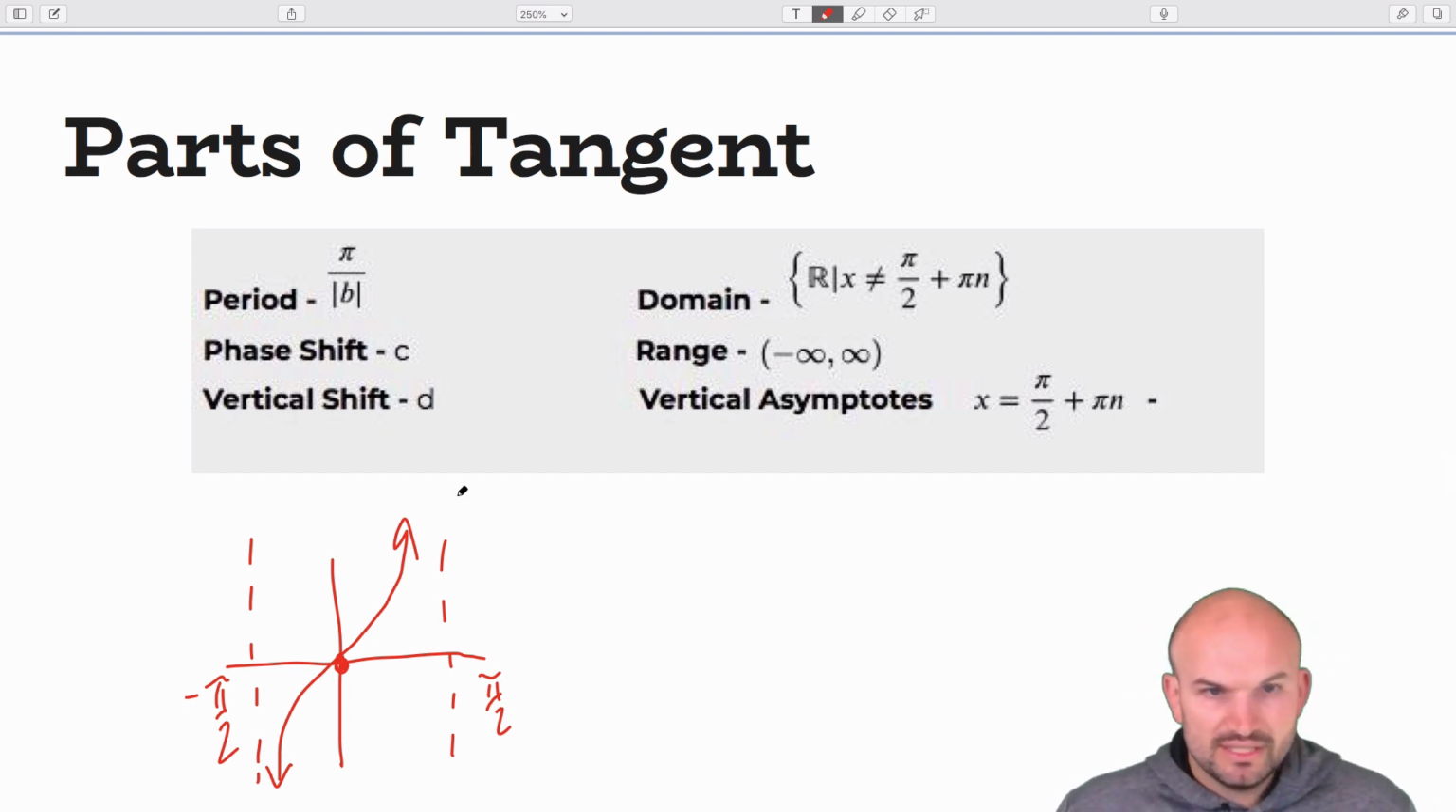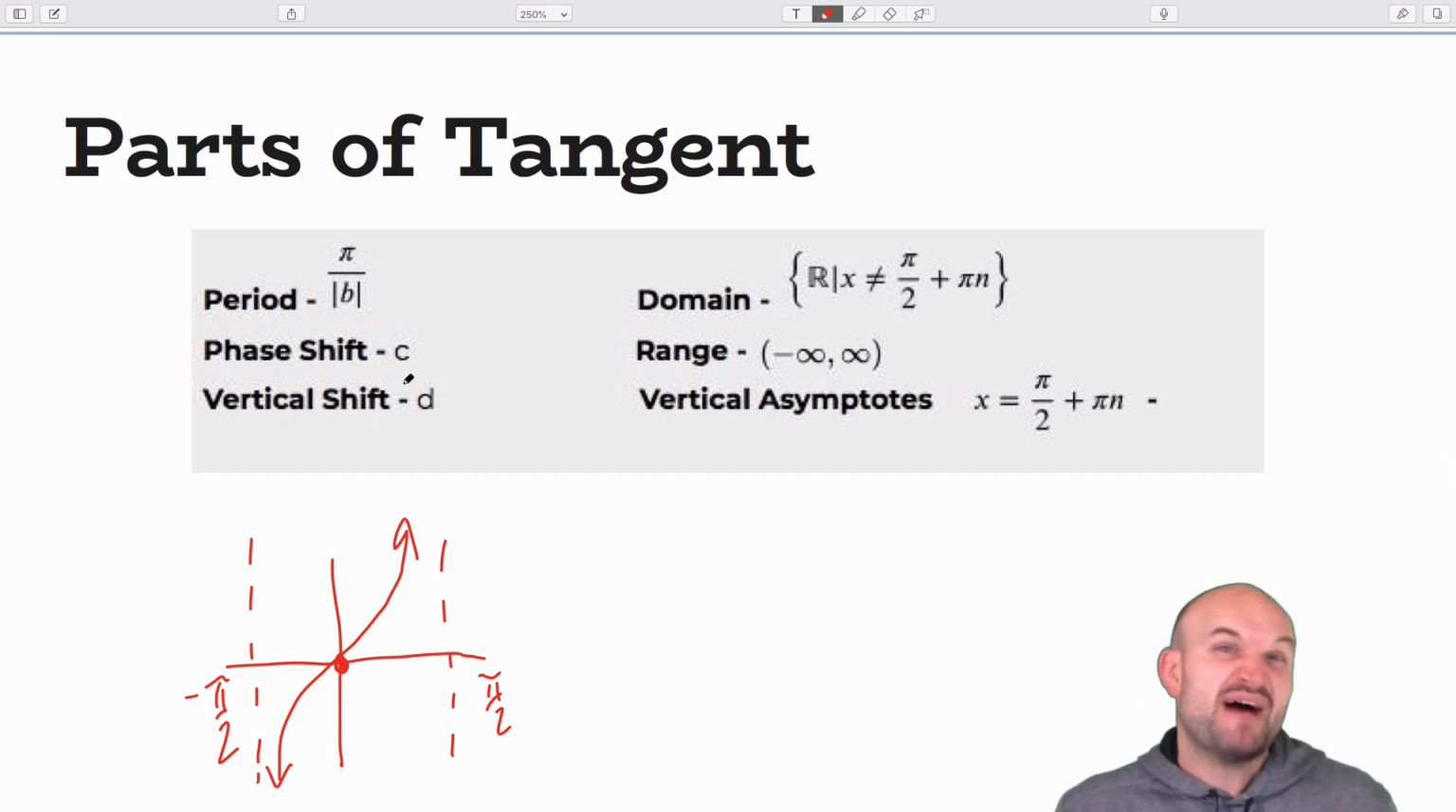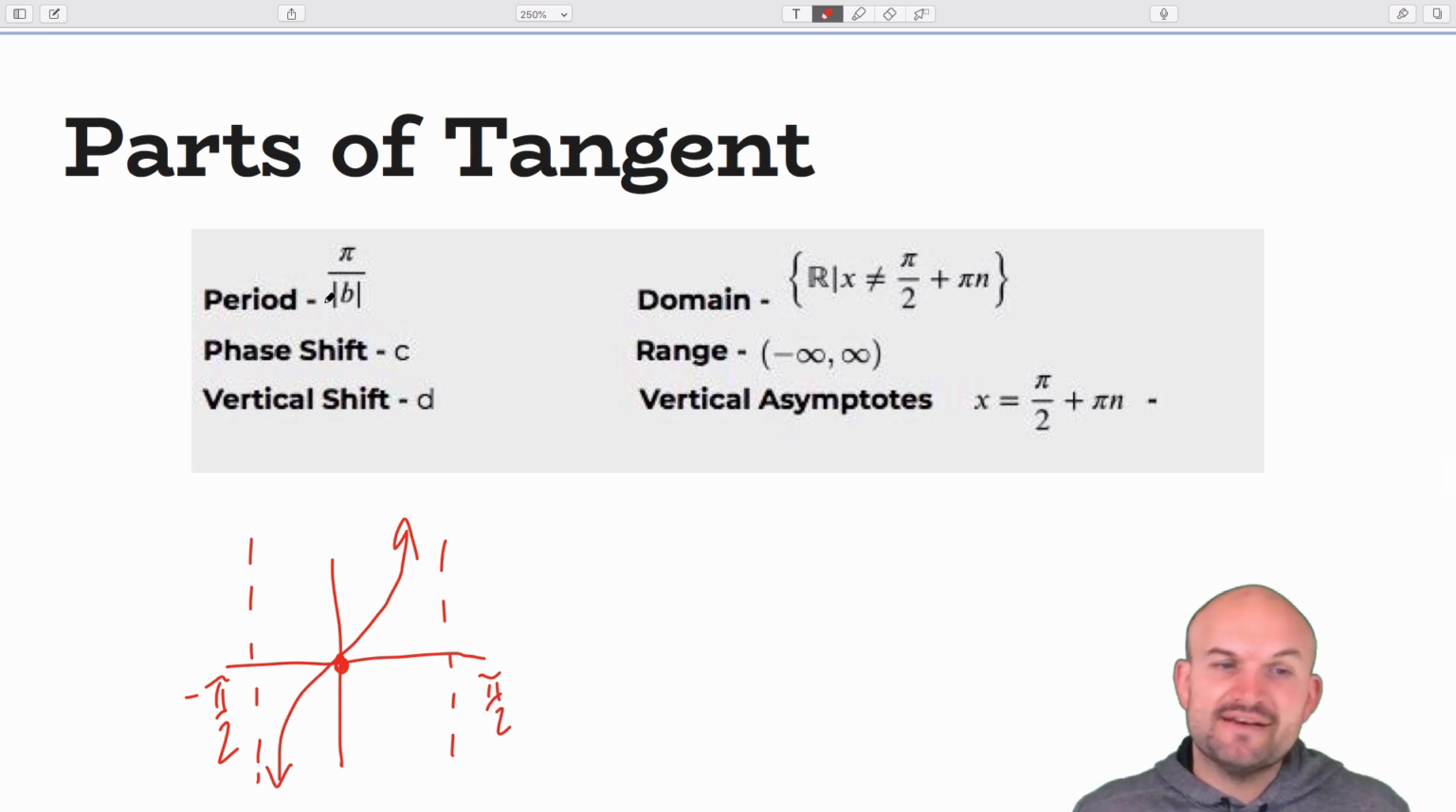Tangent is very similar as far as the transformations. However, the period is not going to be 2 pi divided by b. It's just pi divided by b because it only takes tangent pi to start repeating itself. So the definition for the period for tangent is just going to be pi divided by absolute value b. The phase shift is c, and the vertical shift is going to be d.